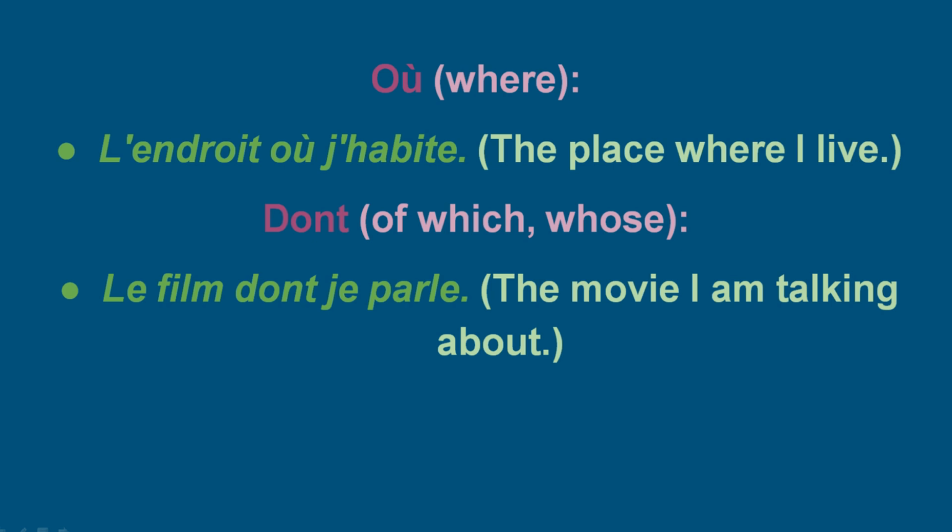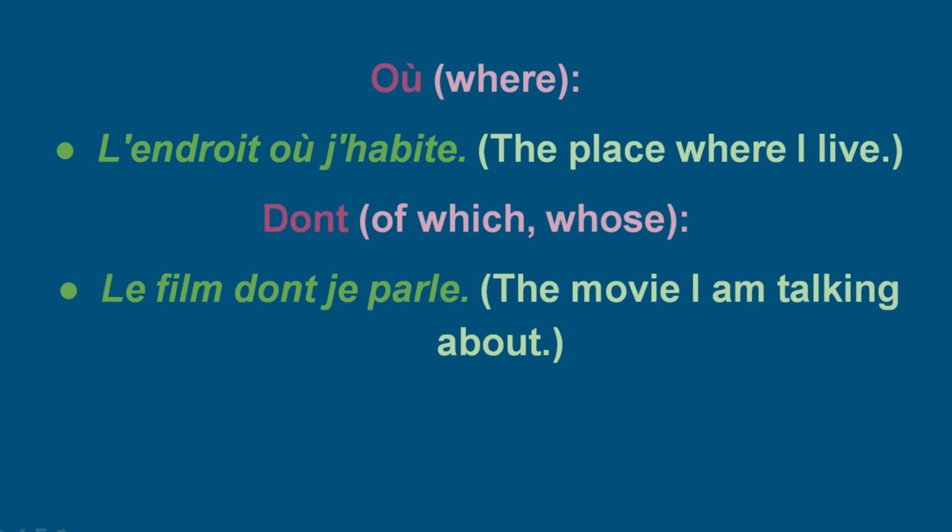Lesson 5. Relative pronouns. Relative pronouns link two clauses together. In French, these include qui, que, où, and dont. Here are some examples. Qui: who, that, which. La femme qui parle. The woman who is speaking. Que: whom, that, which. Le livre que tu lis. The book that you are reading.